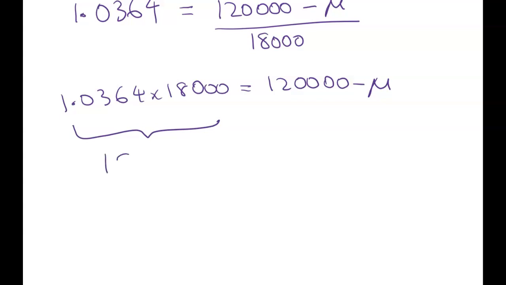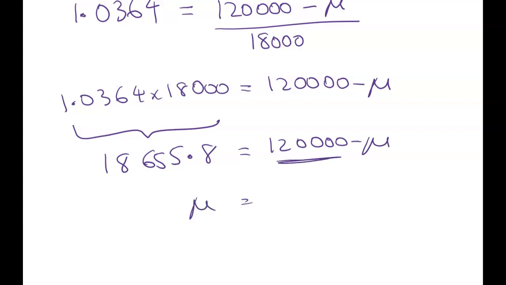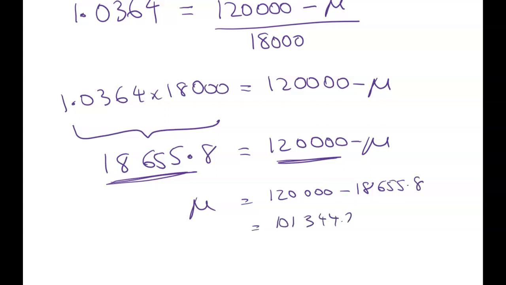This gives me 18,655.8 on this side. And so mu is equal to this number, take away this number, which gives me 101,344.2 average number of hairs, which is kind of a stupidly precise answer, right? So I'm going to round that. Well, I'm going to round it to the nearest hair.